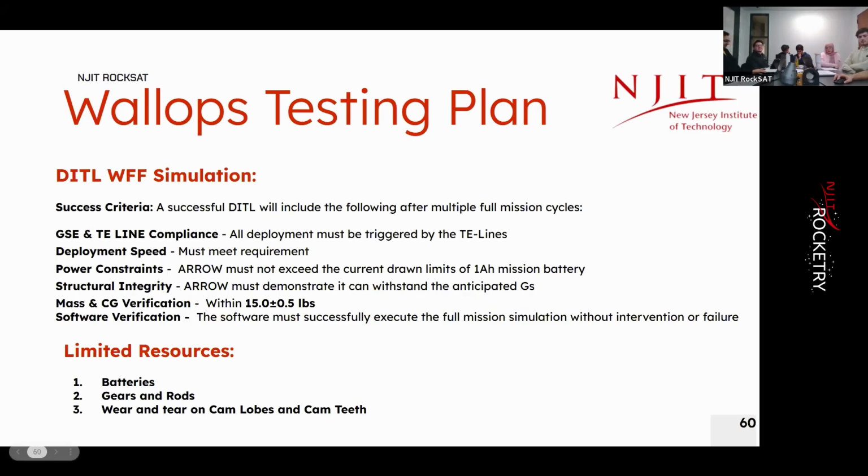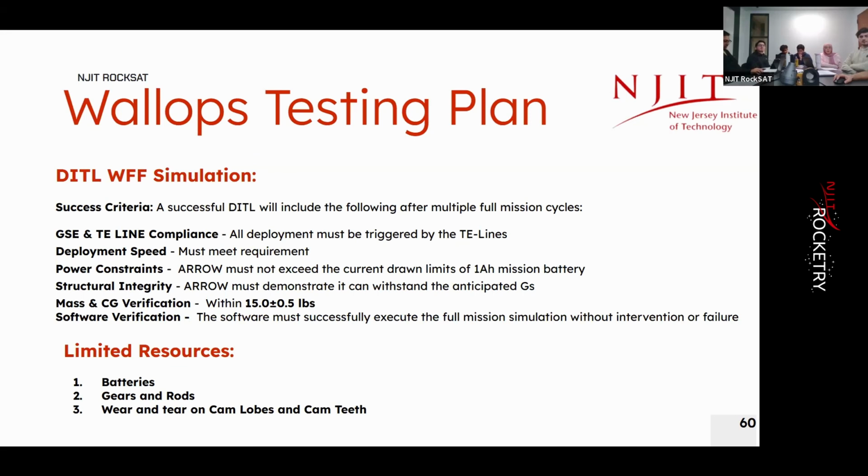As for the day in the life simulation, we want to include multiple full mission cycles, with both GSE and TE line compliance. All deployments must be triggered by the TE lines. The deployment speed must be met by requirement. The power constraints: we must not exceed the current draw limit of the 1 amp hour mission battery. Structural integrity: make sure both Overwatch and Scout can withstand the anticipated Gs.